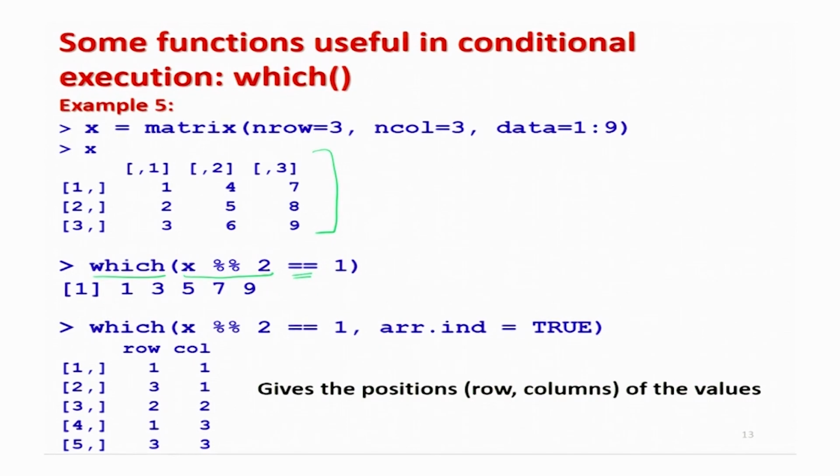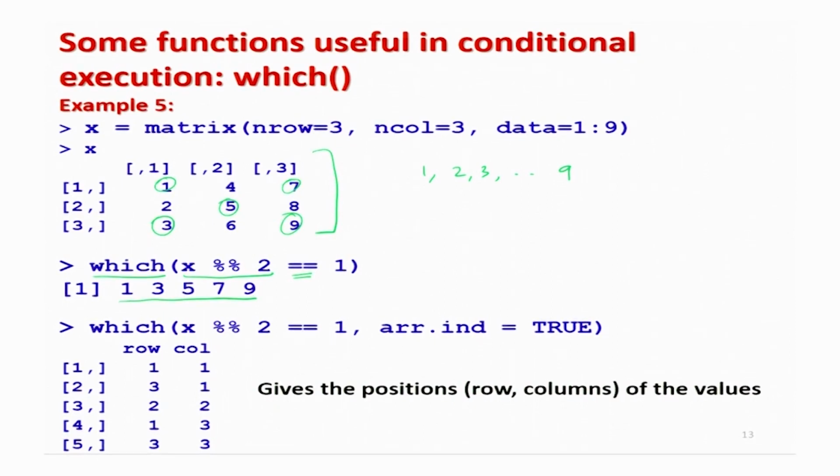Now you can see that when you take the numbers 1, 2, 3, 4 up to 9 inside this matrix, all the odd numbers, when divided by 2, give the remainder 1, and they are going to be reported. When you divide 1, 3, 5, 7, 9, they give you the remainder 1, and you can see it is giving you all these values 5, 7 and 9, right. So, these are the values.